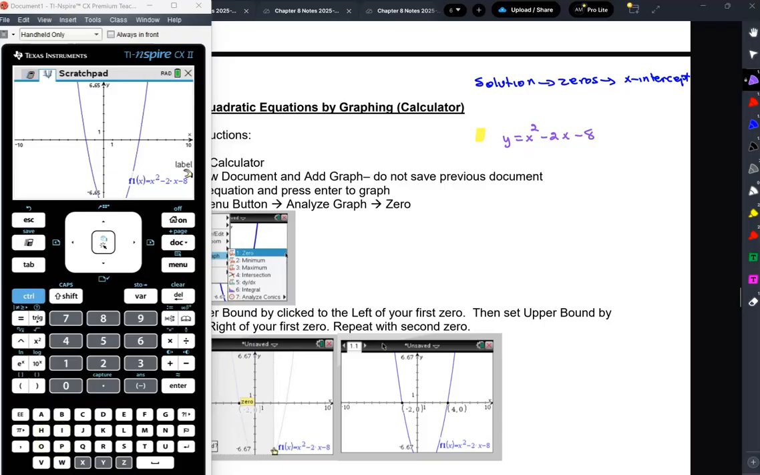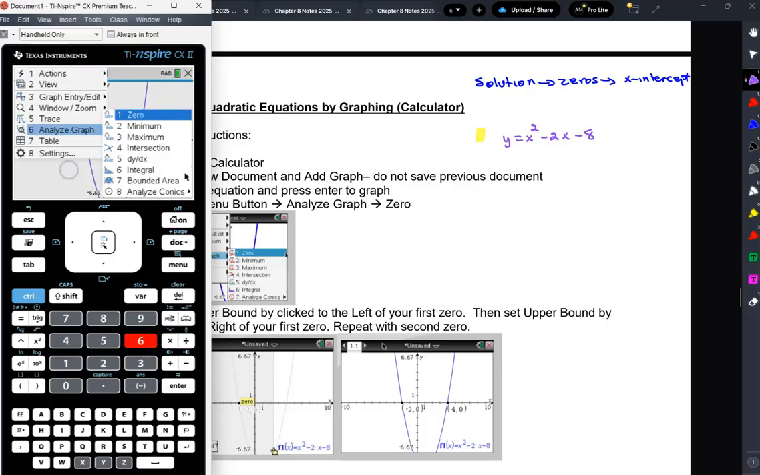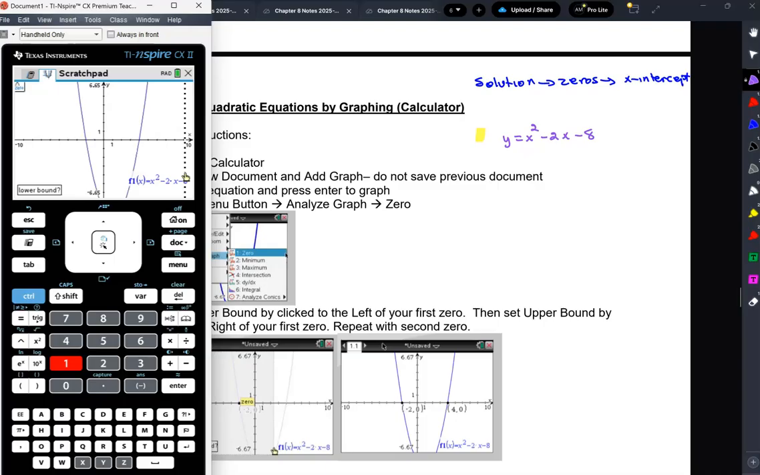Once you have your function graphed, you want to find the zeros. So you want to go into menu, that's this one, menu. You can either hit the button 6 or you can scroll down to 6, analyze graph. I just hit 6. And here, what are we going to find? The zero. So hit number 1 for zero. Now, look up here. It gives you this vertical bar. You need to first identify one of the zeros here.